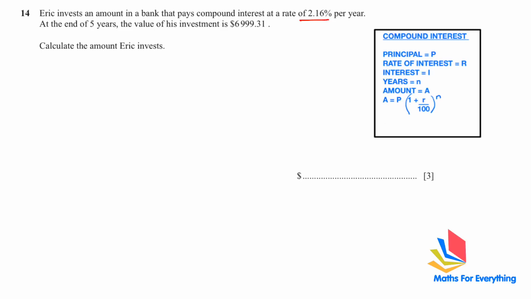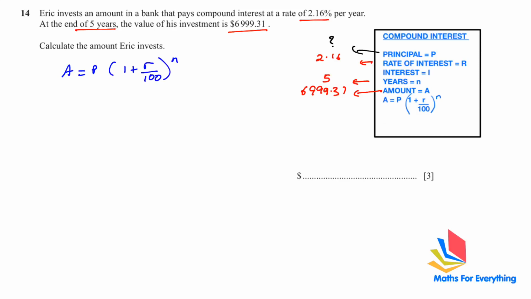The rate is given to us, so r is 2.16. Time is given to us, that is 5. And the value of the investment means the amount is given to us, 6999.31. What we don't have is the principal, and that is what we have to find. Using this formula, amount is equal to principal times (1 plus r over 100) to the power of n.